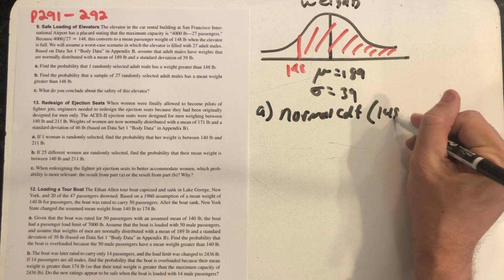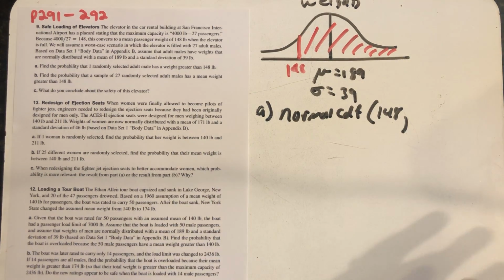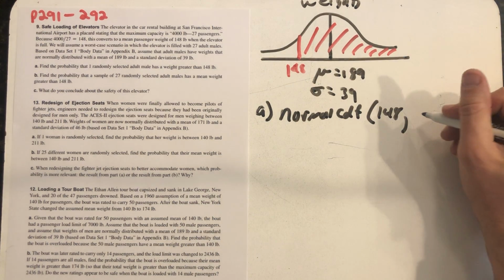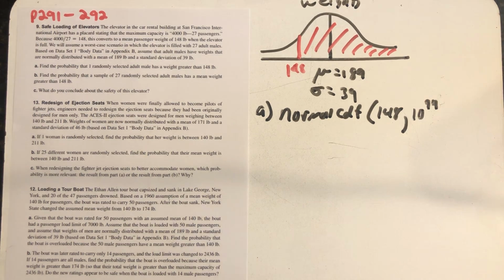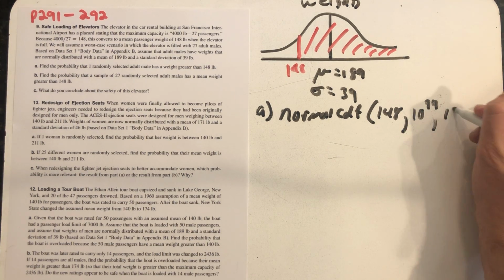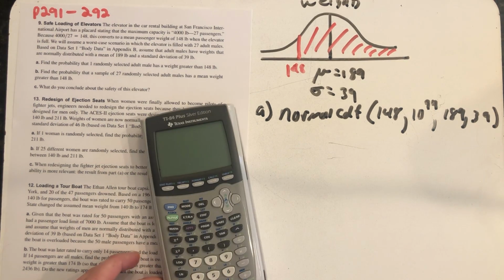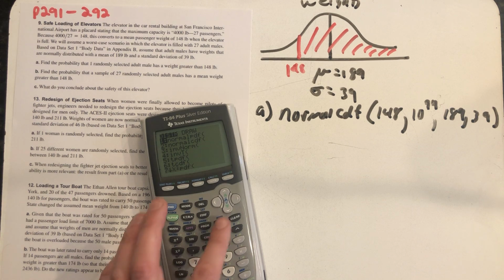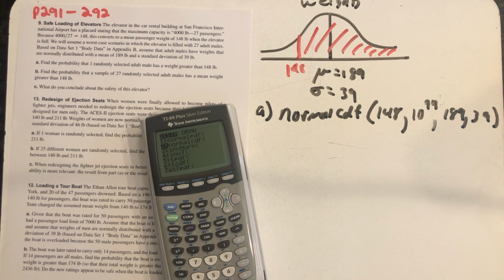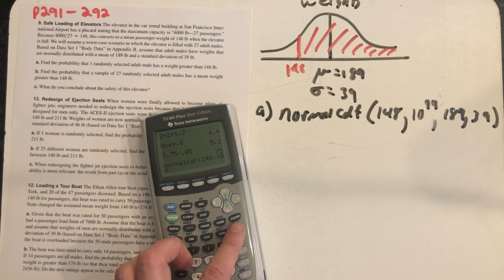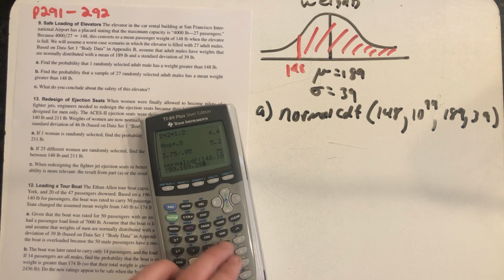The leftmost place that I've shaded is 148, and now I need to act like I've shaded forever, so I'm going to pick something so large that it might as well be infinite, so far away from the mean that it's actually ridiculous, and I always like to use 10 to the 99th for that. And then I'll need to enter in the mean of 189 and the standard deviation of 39. So let's see what happens. I go into the distribution menu by hitting second vars. I go down to normal CDF. 148, comma 10 to the 99, comma 189, comma 39.